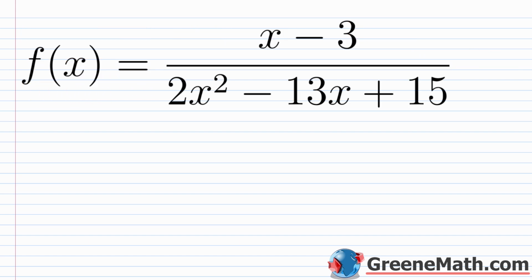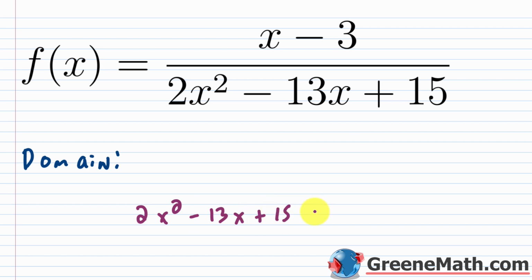So let me give you one example here. This is f of x equals x minus 3 over 2x squared minus 13x plus 15. If I ask you for the domain for this guy, how would you get it? Well, again, it's all real numbers except those that make the denominator 0, because you can't divide by 0, that's undefined. So what you want to do is take this denominator, which is 2x squared minus 13x plus 15, and set it equal to 0, and solve that equation.